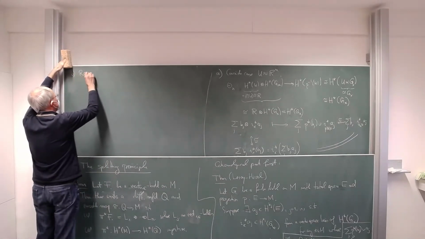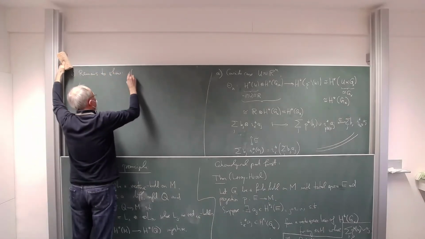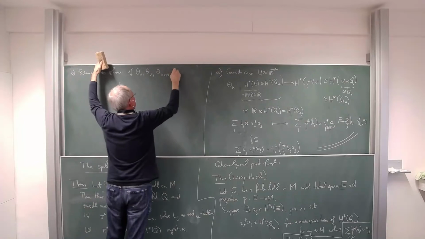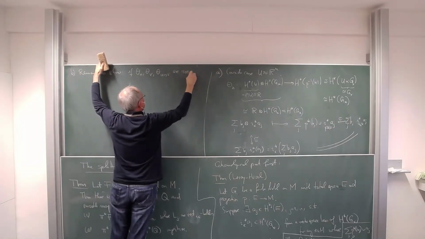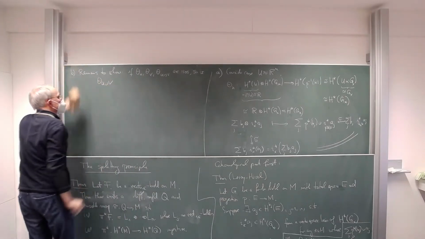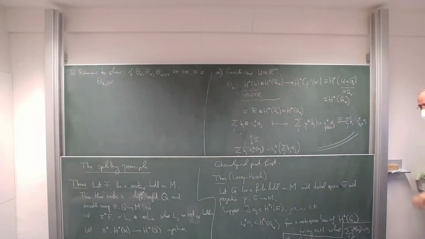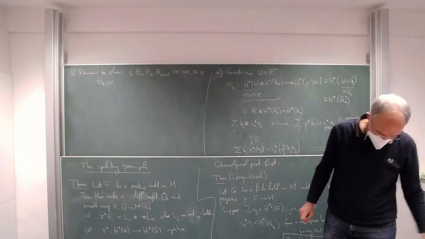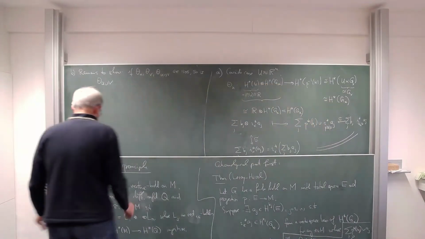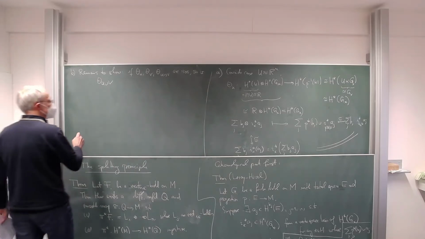Remains to show: if theta u, theta v, and theta u intersect v are isomorphisms, so is theta u union v. Now let's see how we can do that. And this is where the Mayer-Vietoris sequence comes into play. So let me write down the Mayer-Vietoris sequence.